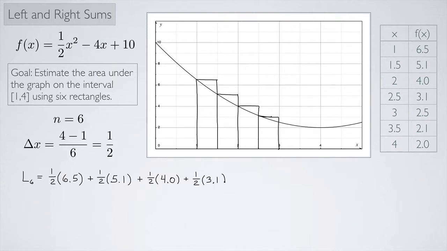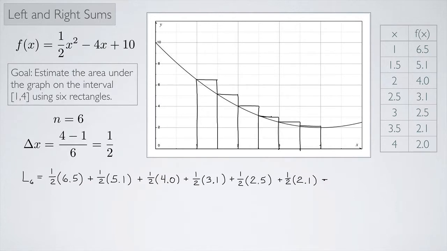All right, we're almost done here. We have 2 more. So now I have one that starts here and goes over here. So that is going to be now a height at 3. And at 3 we have 2.5. So that's 2.5. And then the last one we have, again, a width of a half. And it's going to look like this. And that's going to have a height of 2.1.